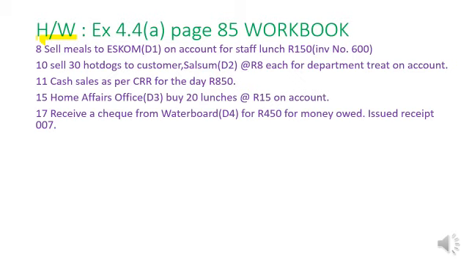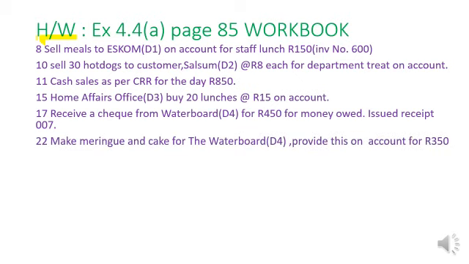Then 17, we received a check from Water Board, that's data number 4, 450. So this one is a data who is paying. Where does it go? You know, we are receiving money, then obviously it must go to your CRJ. Then day 22, made muffins and cake for Waterbed. In other words, we supplied some items for this guy, and it was on credit again, and this was provided on account 350. Calculate the cost of sales there.